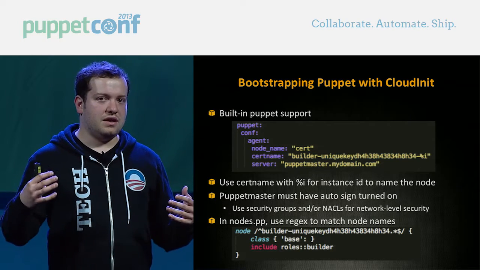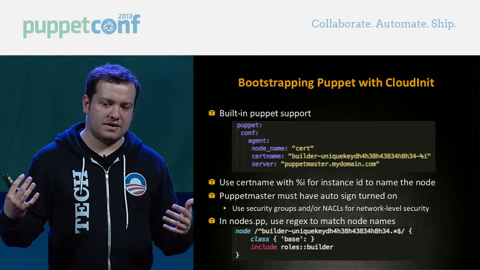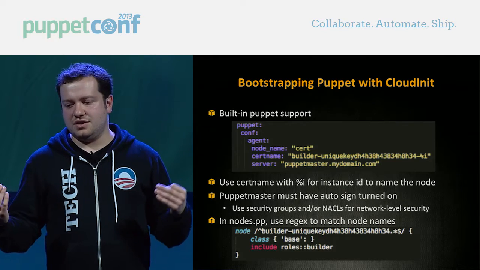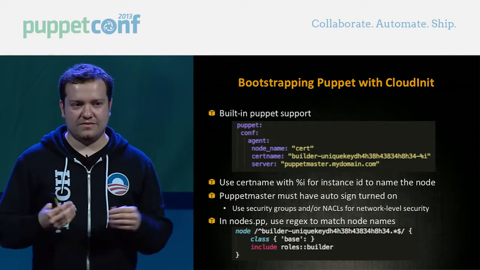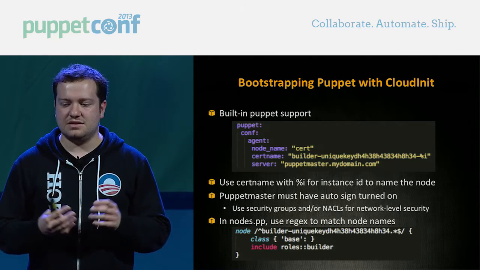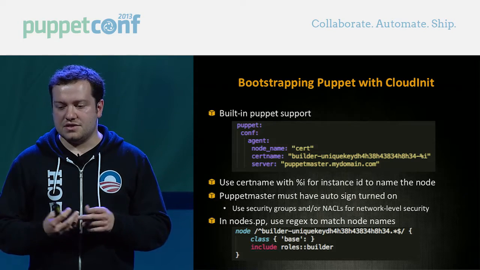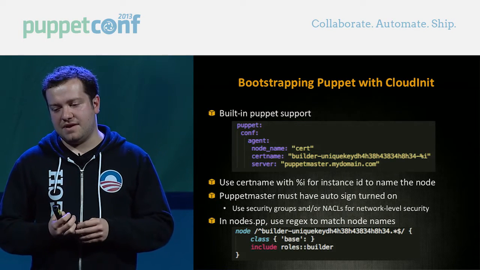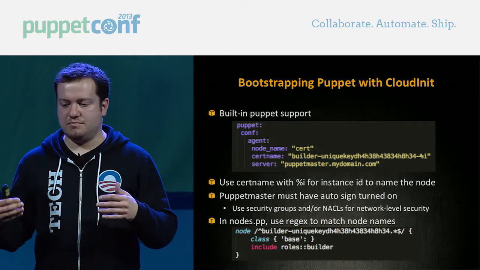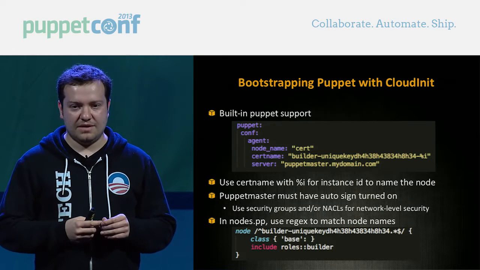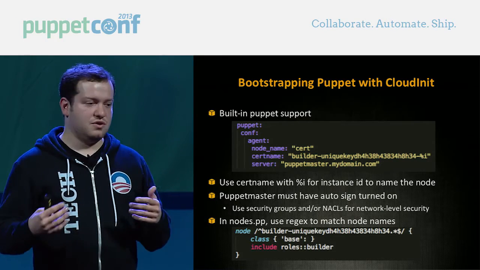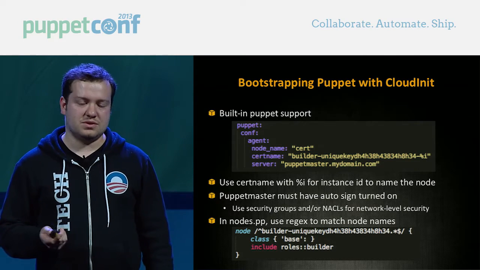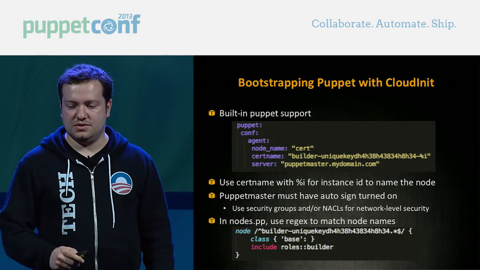If you're using a VPC, a virtual private cloud in Amazon, then you can have an internal load balancer in front of your Puppet masters, so it's a lot easier then. And so then what you do is in your nodes.pp file, you use a regex to just match the node names to that cert name. And so that's how your Puppet master knows what to install on those nodes.